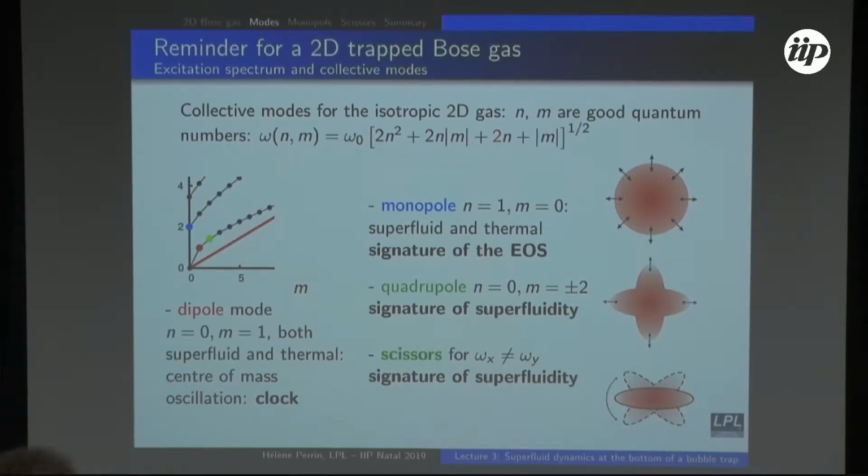The scissors is also a surface mode, and it corresponds to a global oscillation of the shape like this. But it's not like you take the atoms and you move them like a block like that. It all happens at the surface, and the atoms moving at the surface give this overall shape like that. And this also is a signature of superfluidity, so it can be used to probe whether a gas is superfluid or not. It's not present for a thermal gas.